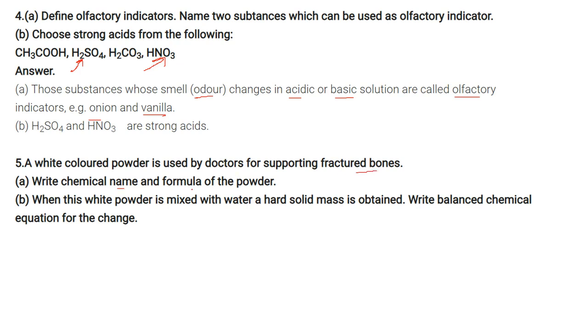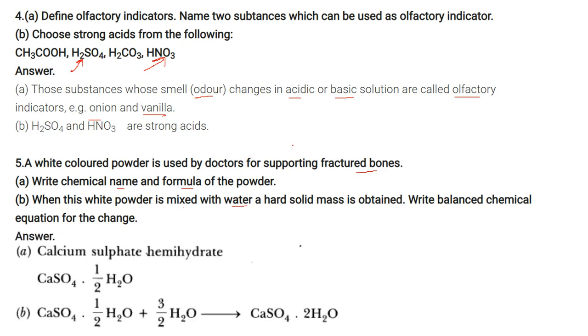A white colored powder is used by doctors for supporting fractured bones. Write the chemical name and formula of the powder, and when this white powder is mixed with water, a hard solid mass is obtained. Write the balanced chemical equation for the change. This white colored powder is calcium sulfate hemihydrate. When it is mixed with water, it gives CaSO4.2H2O.